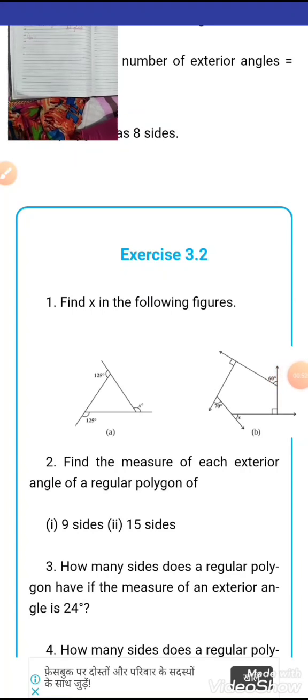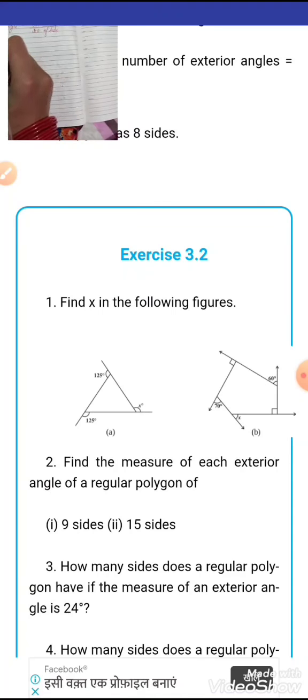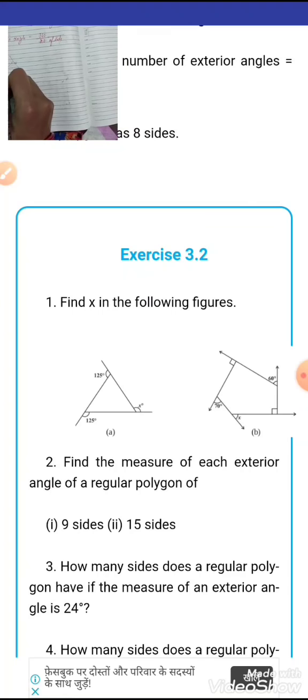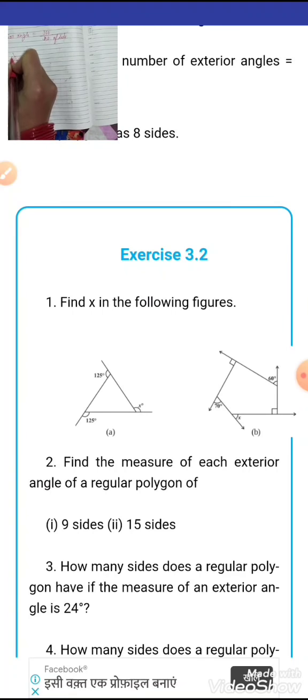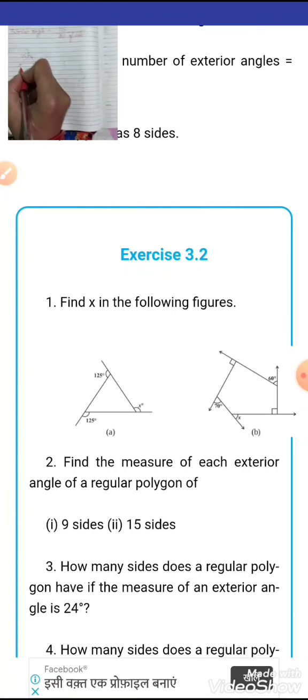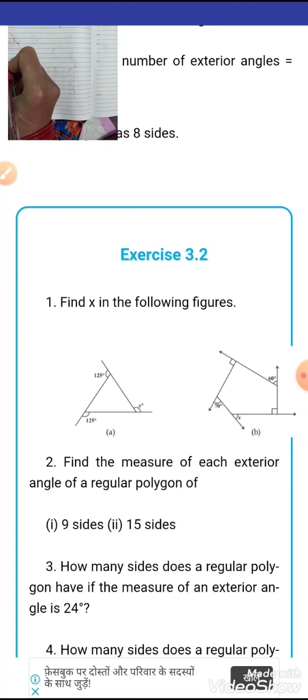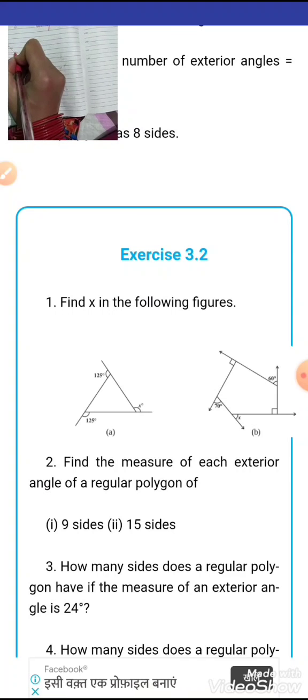Question number 1 is find the x in the following figure. The first figure of question number 1 is a triangle with 3 of its exterior angles. The measure of the first exterior angle is 125 degrees. The measure of the second exterior angle is also 125 degrees. And we have to find its third exterior angle.